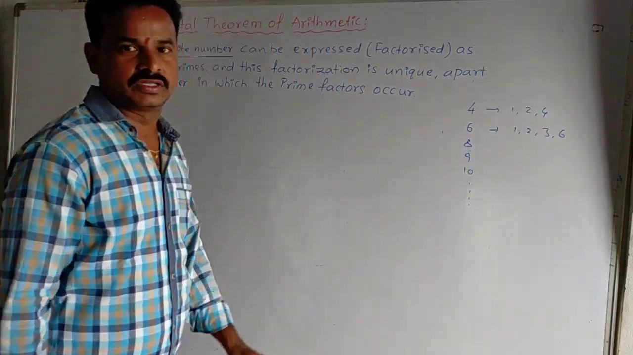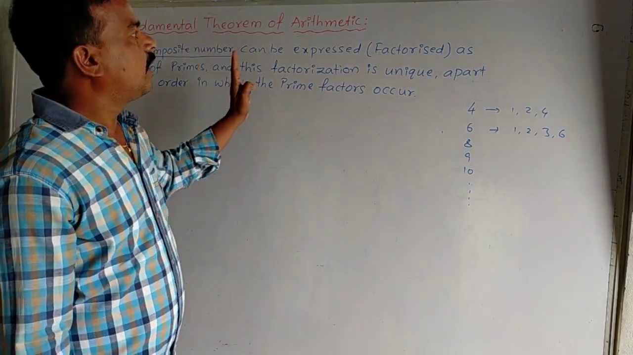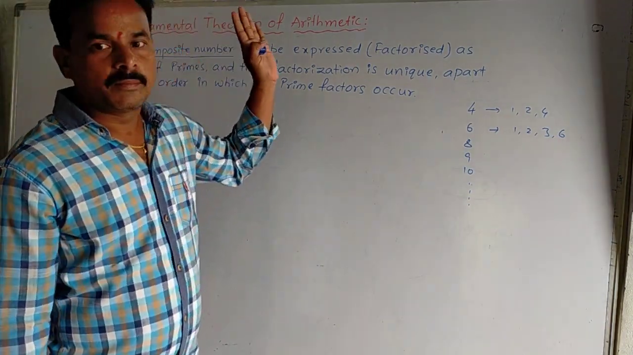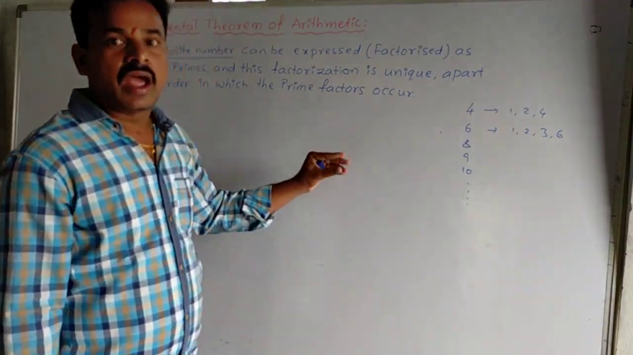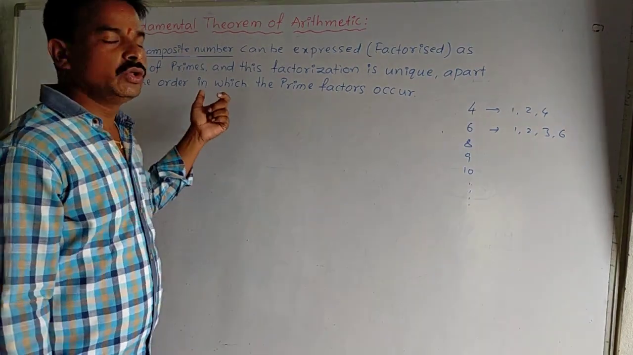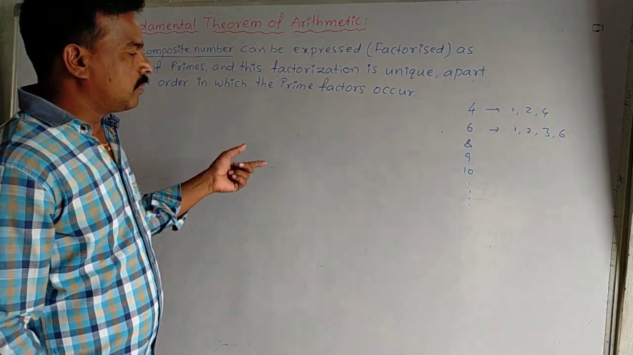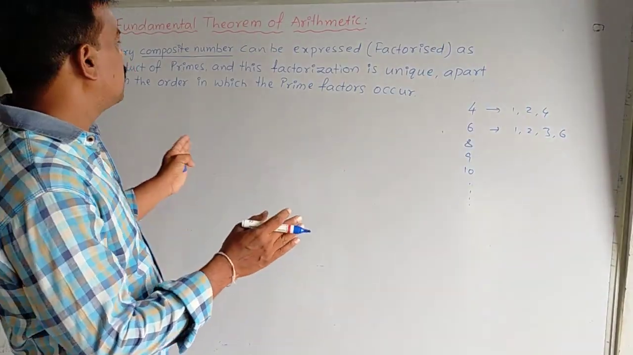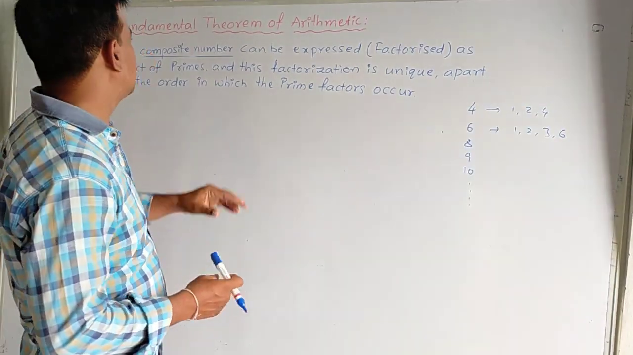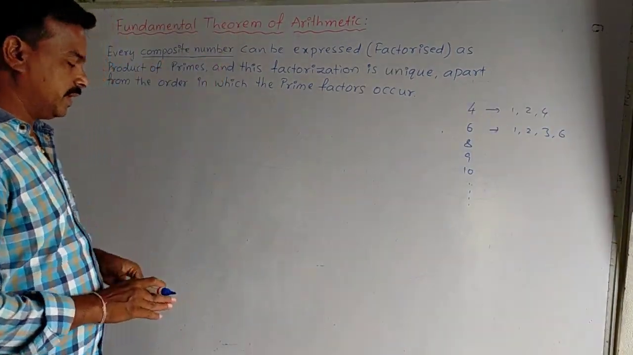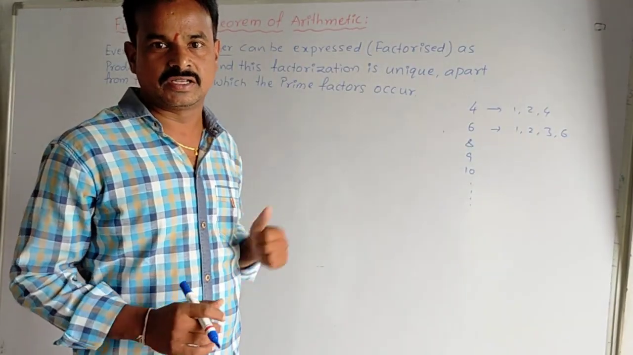These are composite numbers, and these composite numbers we can write as the product of prime factors, and it is unique. We can write in one way only, but we don't take the order of prime factors into account. Okay, this is the fundamental theorem of arithmetic, and we can understand more by taking some examples.